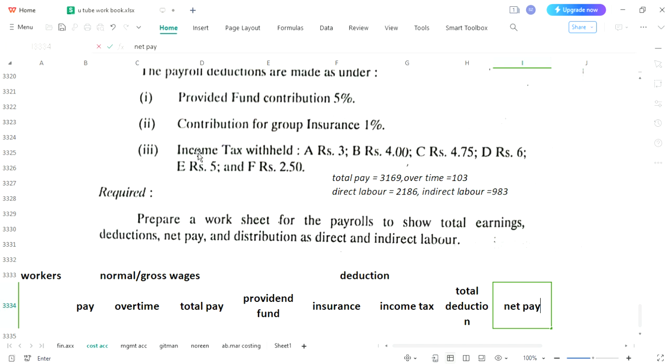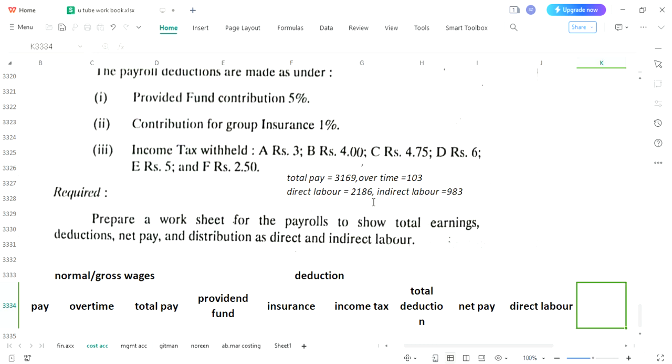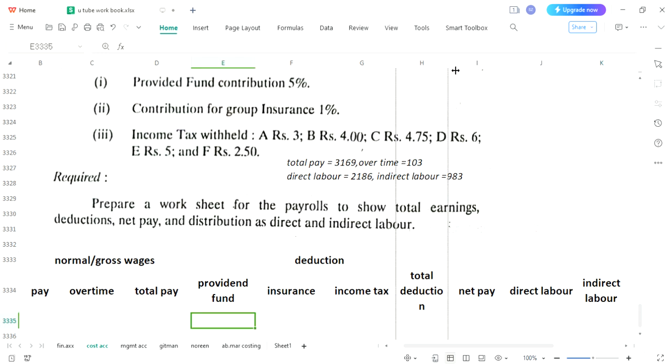Alright, in this way this section would be completed. In the next section we will see that they are asking us to distribute into two parts, direct labor and finally indirect labor. Guys, this would be our proforma for the sheet, and hopefully you have understood what we are going to do.